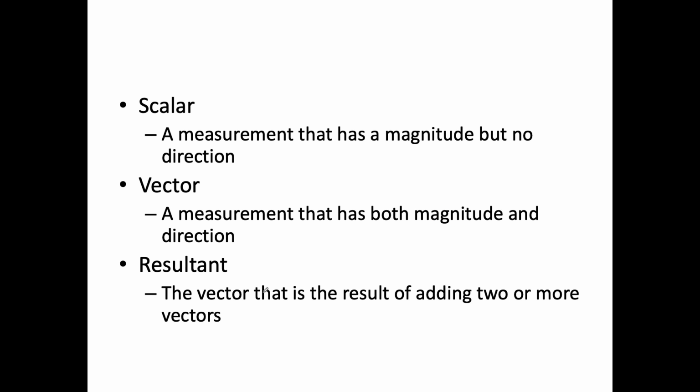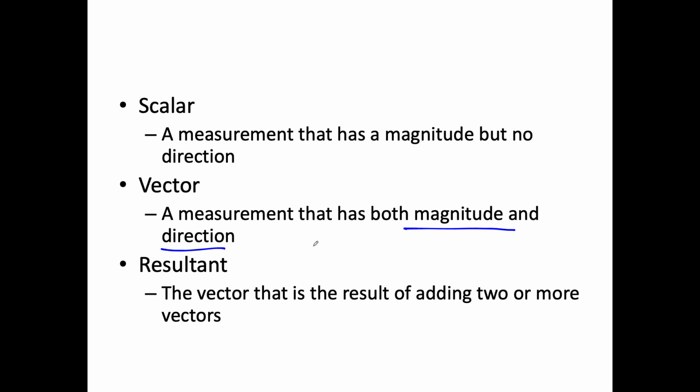So here are the things we need to talk about. A scalar is anything that has a measurement but no direction, like 50 centimeters. We're talking about something that's 50 centimeters long, and we don't need to know the direction. But if I travel 50 meters to the east, that now is a vector. It has both magnitude and direction.